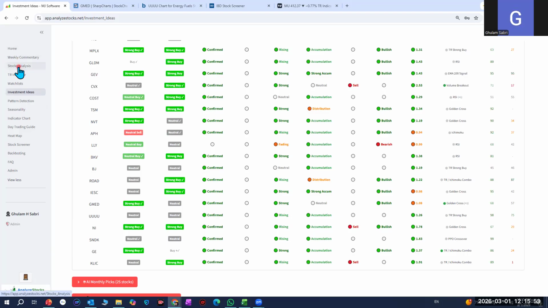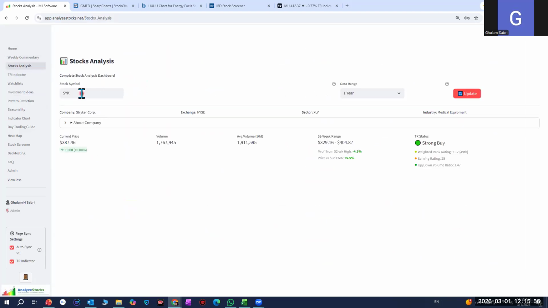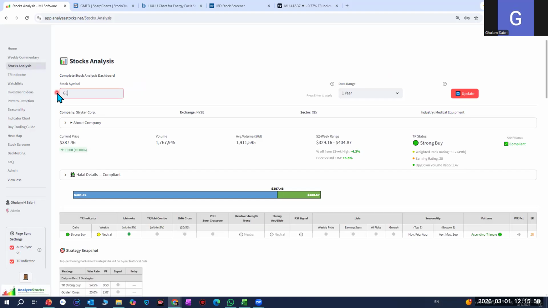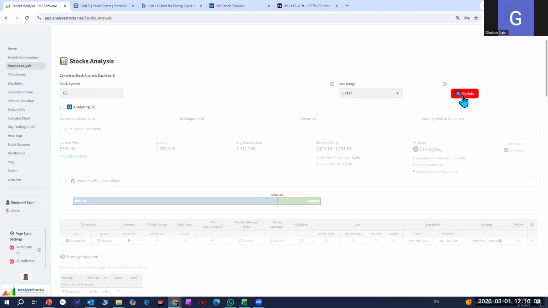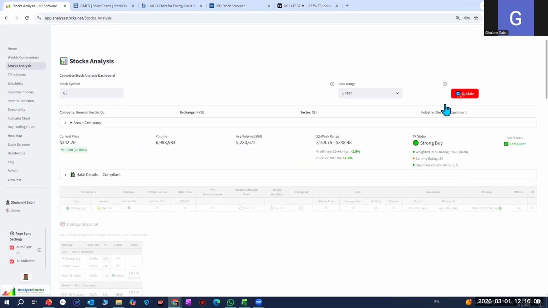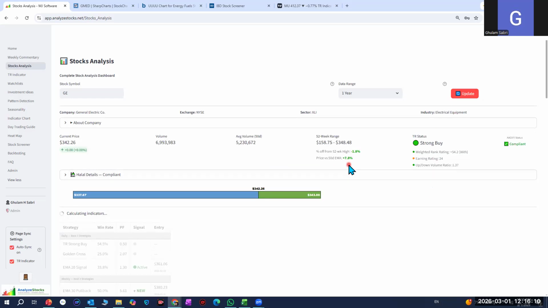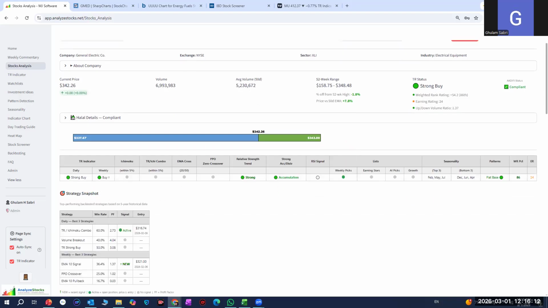So we go to the stocks analysis page and put GE here, update this, and this page is going to be updated with all the relevant data. Look here. This is an indicator snapshot. We saw that the TR indicator has given a strong buy. The weekly signal has just started. All these are green. It is part of our weekly picks list. That's why we were at the weekly picks list.